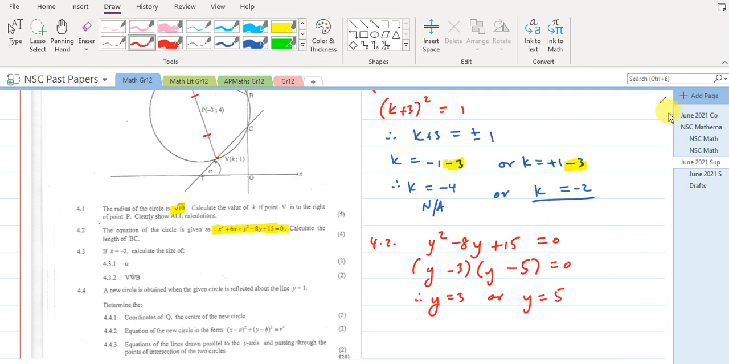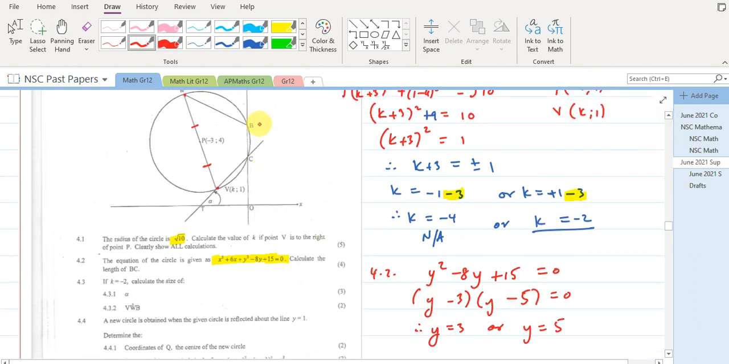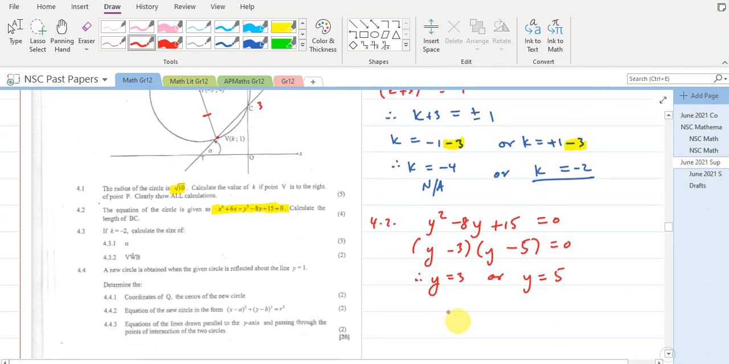So we can fill in information here. Very nice information. There's a 5 there and there's a 3 there. So what is the distance BC? It's just a vertical distance. It's just a drop from 5 to 3. So BC is just equal to 2 units. Okay, so the distance BC is 2 units. That's sorted out. Next one.